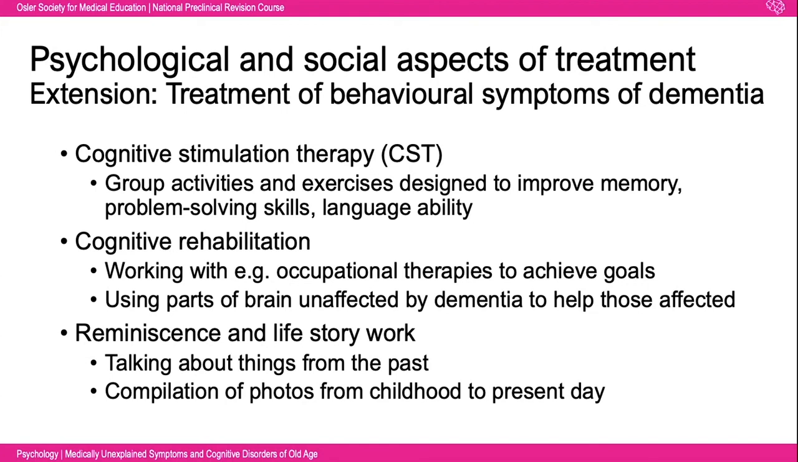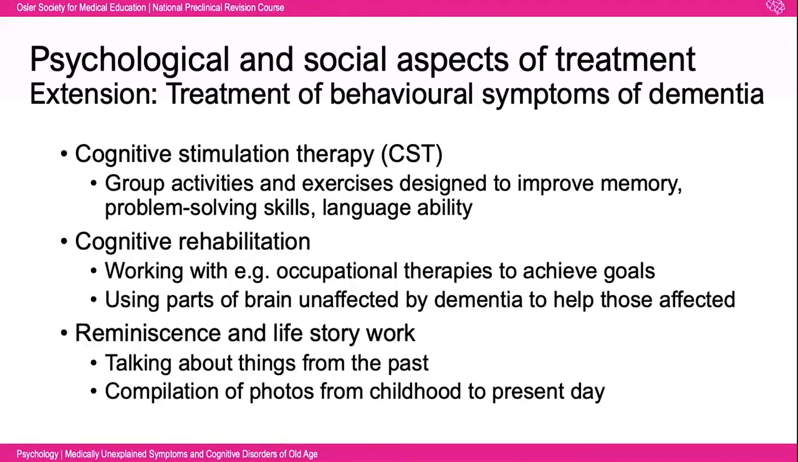Another option is cognitive rehabilitation, which involves working with trained professionals, such as occupational therapists, to achieve personal goals, such as using a mobile phone or another everyday task. This aims to use parts of the brain unaffected by dementia to help parts that are affected, and it can help people cope better early in the condition.